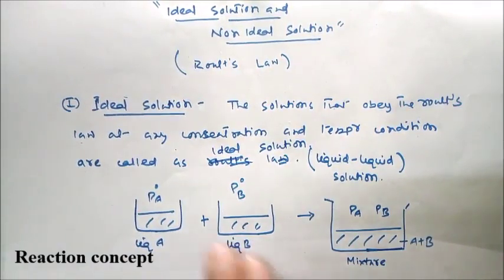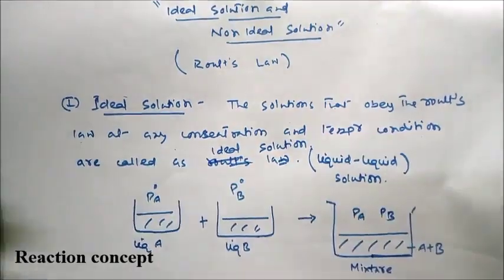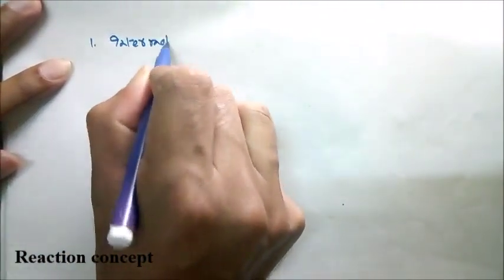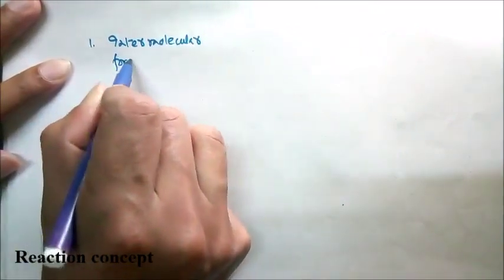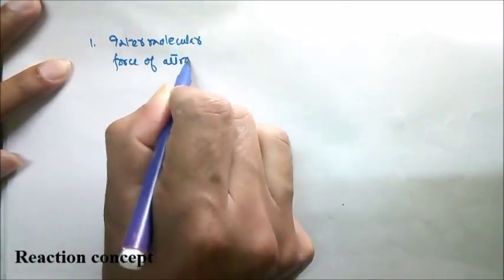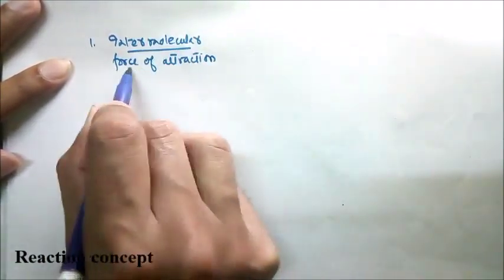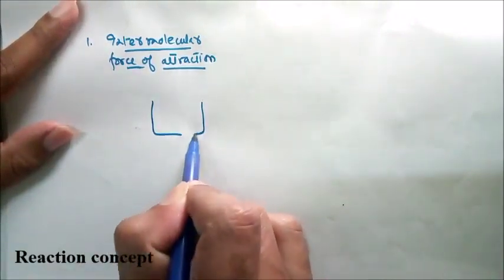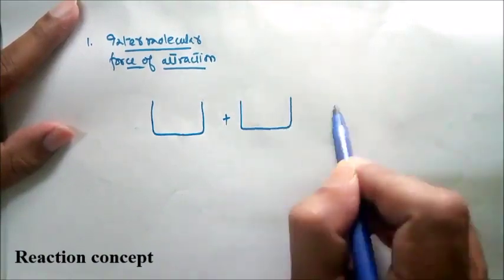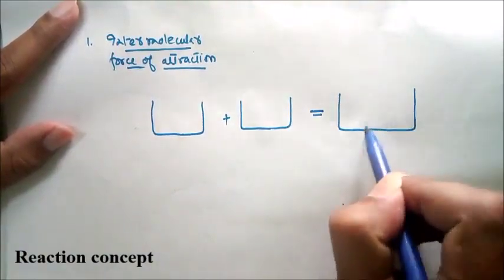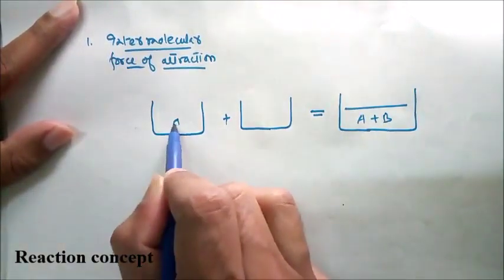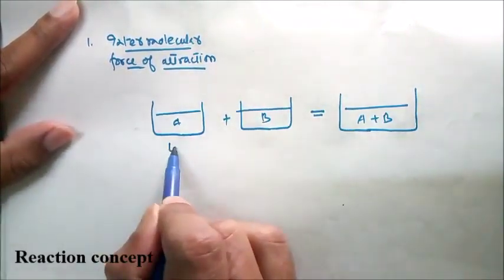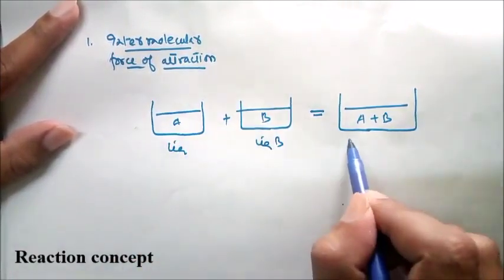Now we'll see the different characteristics of ideal solution. First one, intermolecular force of attraction. Again, consider the solution diagram where you have pure liquid A and pure liquid B, and mixing of both these will give you the mixture A plus B. This is A, this is B. This is liquid A and this is liquid B, and this is the mixture.